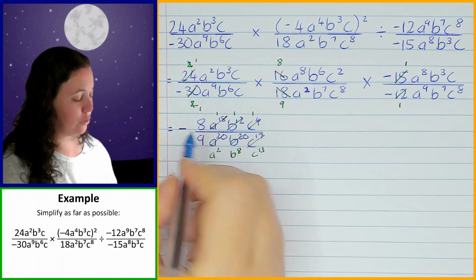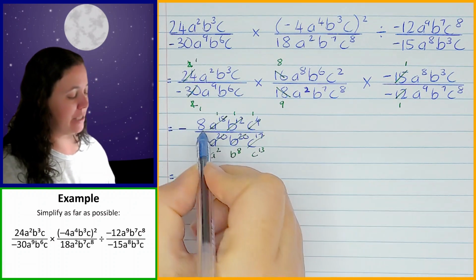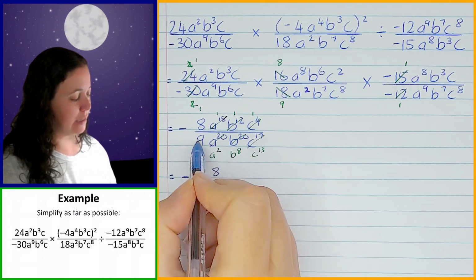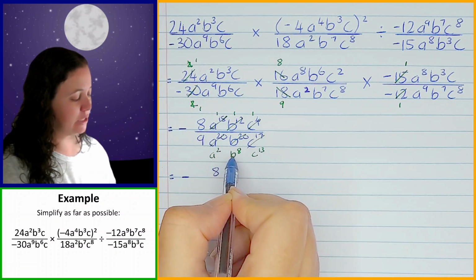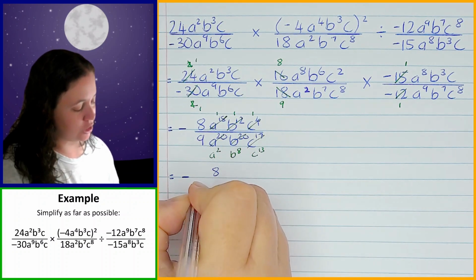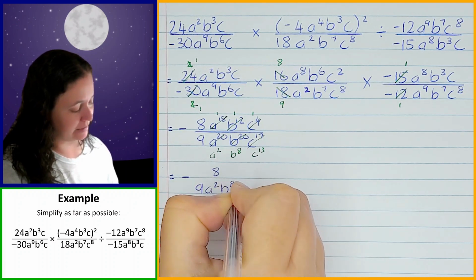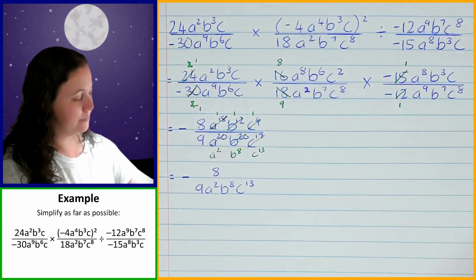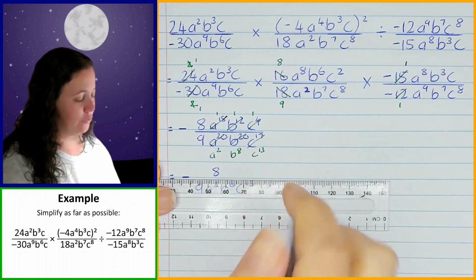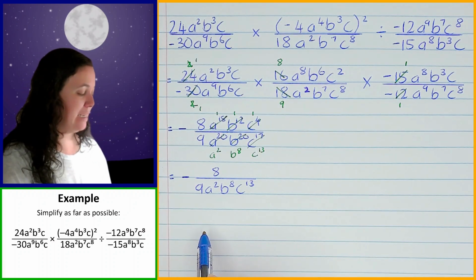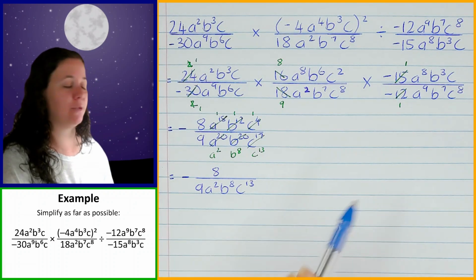Okay, so I've got negative, and then 8 times 1 times 1 times 1 is just 8, over 9 times a squared times b to the power of 8 times c to the power of 13. So I've got 9a squared, b to the power of 8, c to the power of 13. And that's what you should get for that example: negative 8 over 9a squared, b to the power of 8, c to the power of 13.